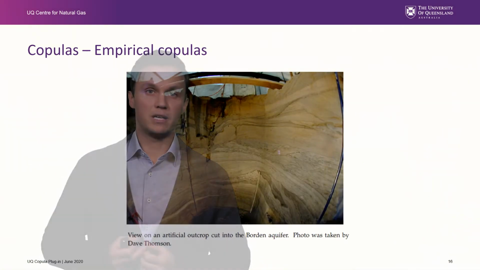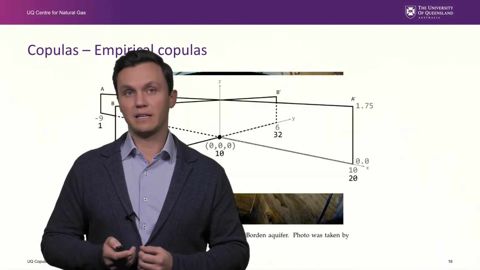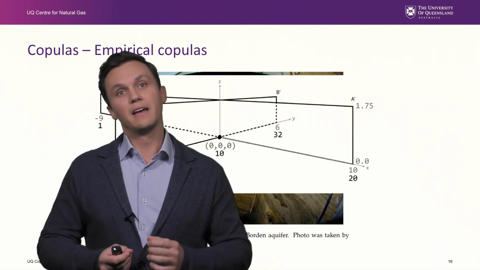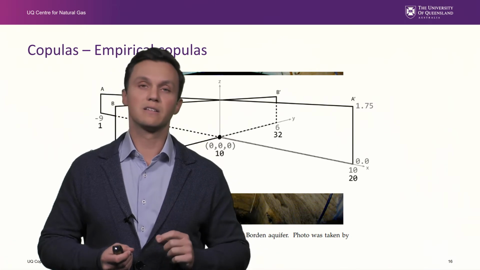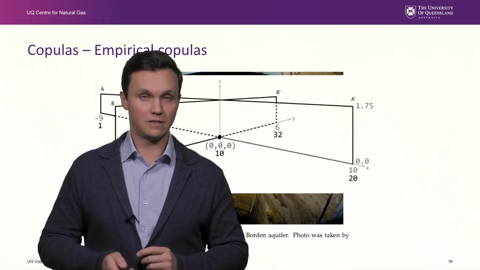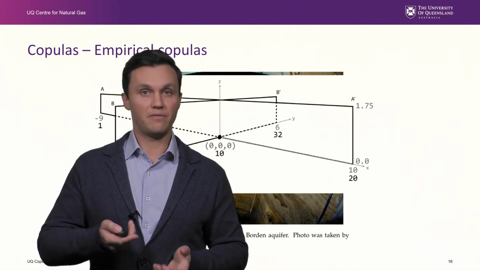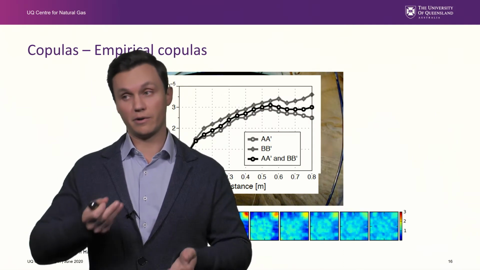So this is a picture of an outcrop in the Borden Aquifer in Canada, and this was analyzed for hydraulic conductivities. So they basically drilled a lot of holes into this aquifer. They made a little Swiss cheese out of it and sampled the hydraulic conductivities at a very fine 5 centimeter distance. So what we can do is, of course, create a variogram for those values, and we can also create empirical copulas.